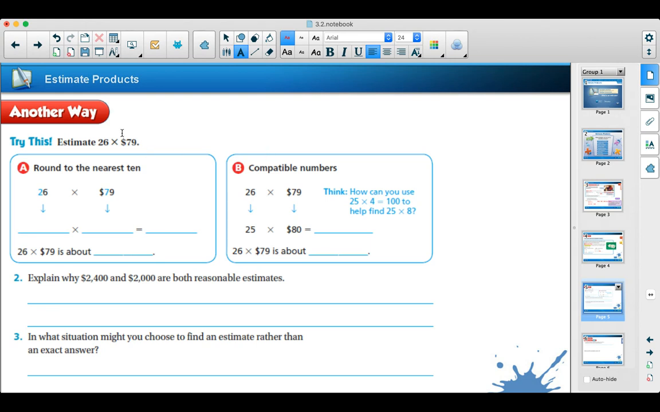So let's look at one problem, 26 times $79, and we will estimate the product two different ways. Round to the nearest 10. So 26 rounds to 30. 79 rounds to 80. Using our basic facts, 8 times 3 is 24. Append the two zeros. So 26 times 79 rounds to $2,400.